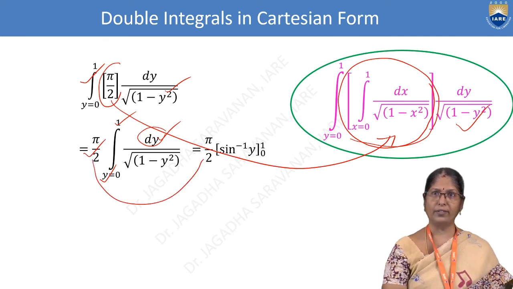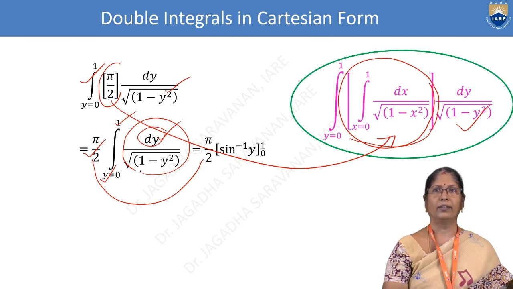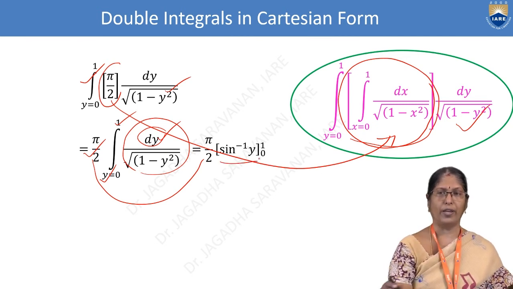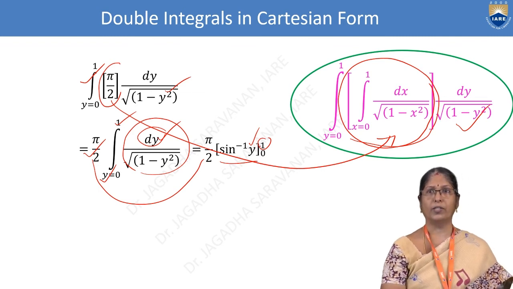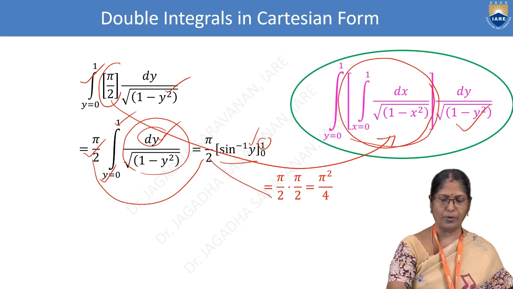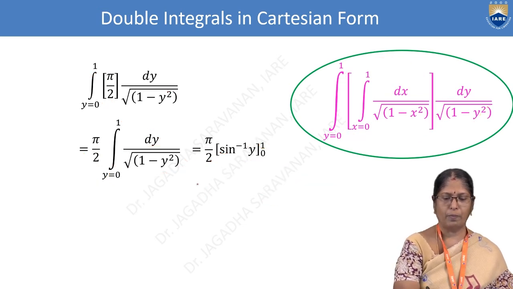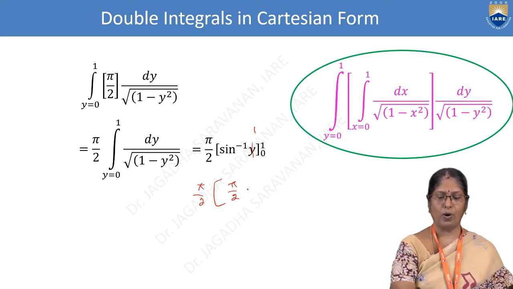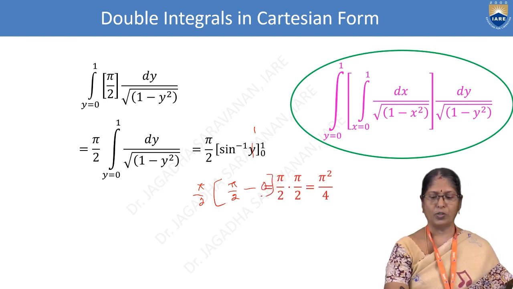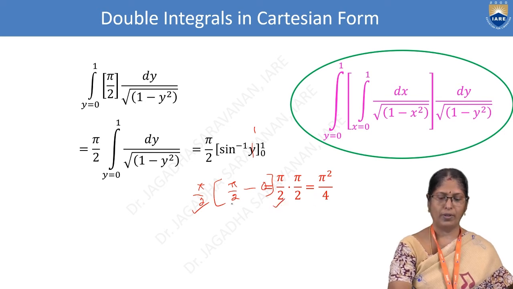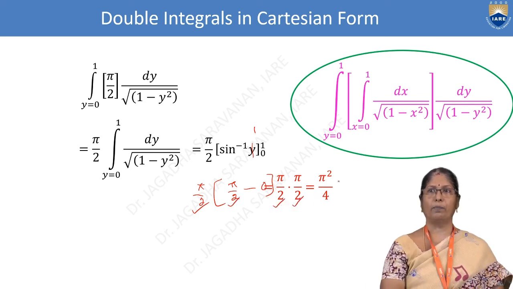This pi by 2 as it is. For this particular thing, the integration is sine inverse y. Y takes the upper limit value 1, and sine inverse 1 is pi by 2, minus sine inverse 0, which is 0. So this pi by 2 and this pi by 2 put together give pi square by 4.